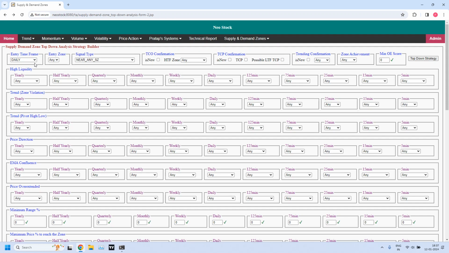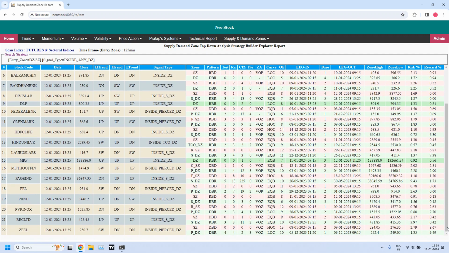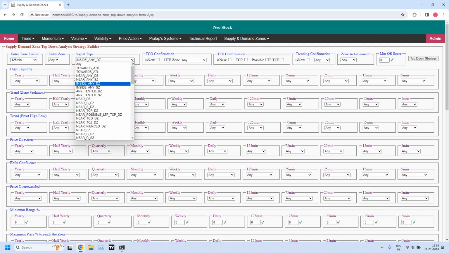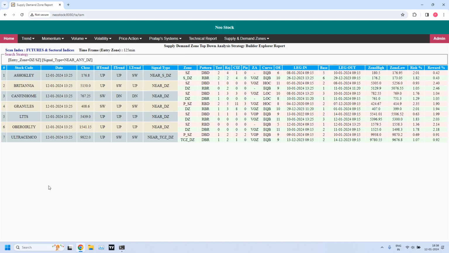So let's go back. Let us change the time frame to 125 minutes. Let us find the stocks near 125 minutes demand zone. So this is the filtered list. Total 22 stocks are near 120. Sorry, this is inside demand zone. We have selected the wrong option. We have to find near 125 minutes demand zone. So 7 stocks are filtered.